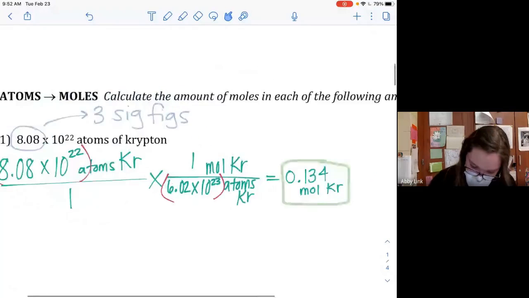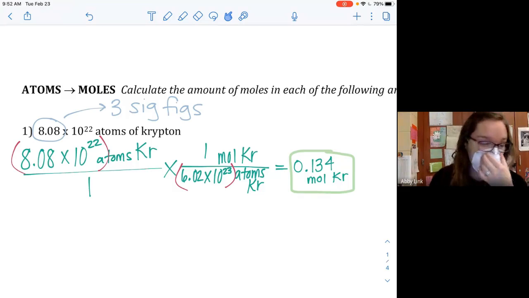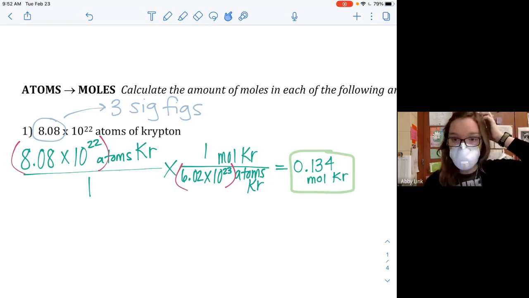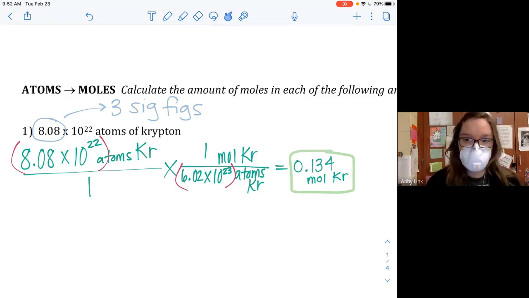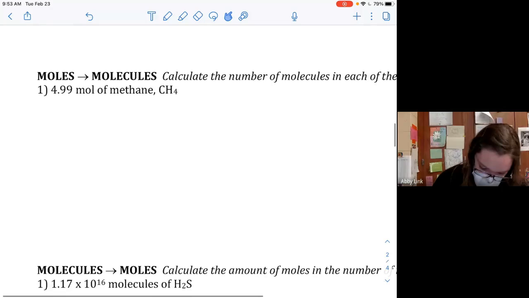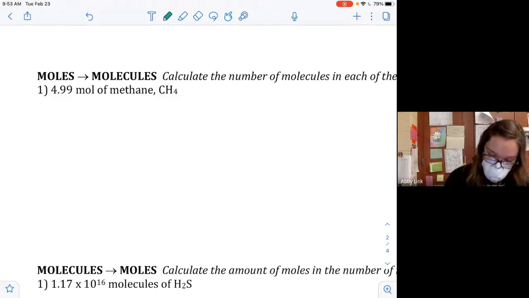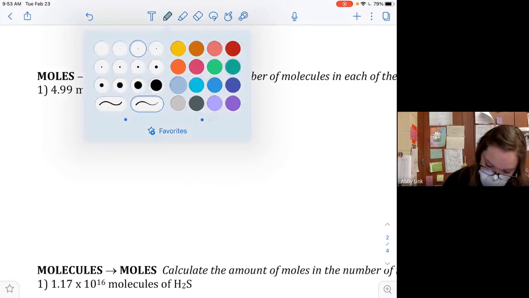Beautiful. All right, guys, questions or concerns on that type of question? They're going from atoms to moles. No? Everybody's all right? Okay, let's do one more together where we're going to deal with molecules. Guys, it's going to be the same setup that we've just practiced. We're just going to be using a different word, okay? So let's jump down to the number 1 under moles to molecules. It reads 4.99 moles of methane CH4, and we are trying to get that into molecules.